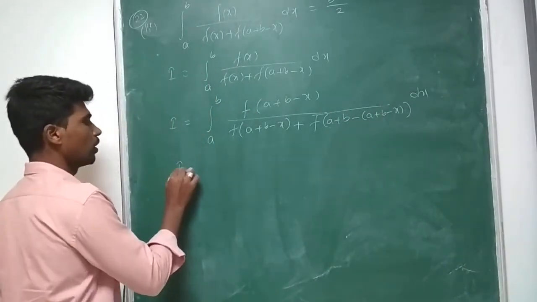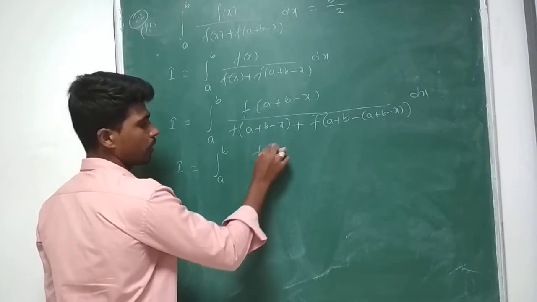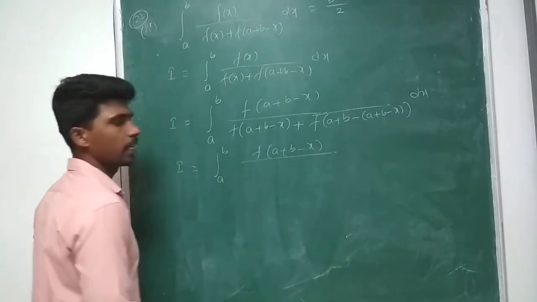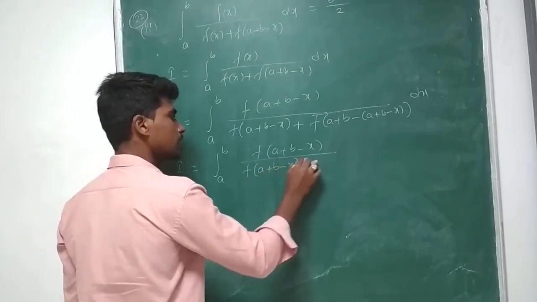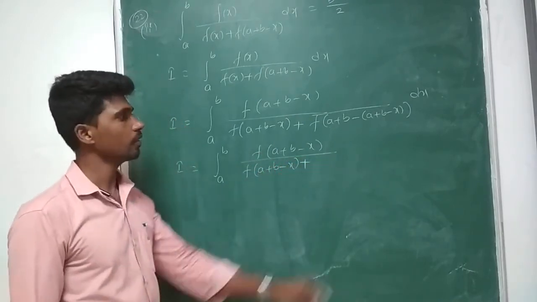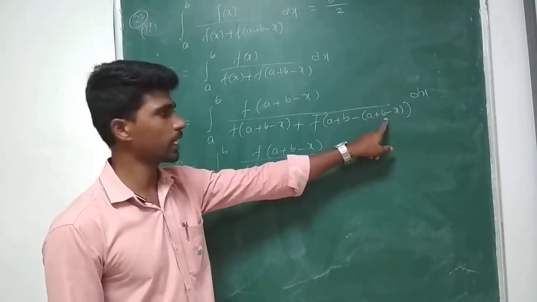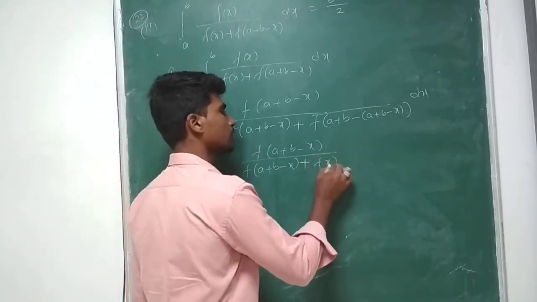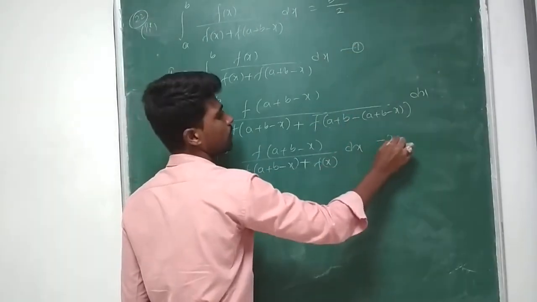So now I is equal to integral a to b f of a plus b minus x by f of a plus b minus x plus, a minus a, plus a gets cancelled, plus b minus b gets cancelled, minus of minus x is x, so I get f of x dx. So that will be 1 and this is 2.